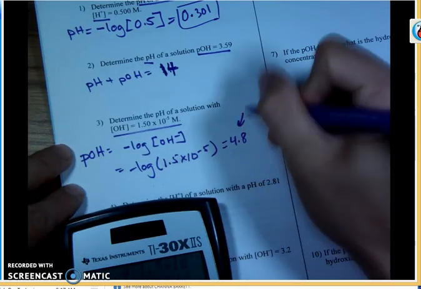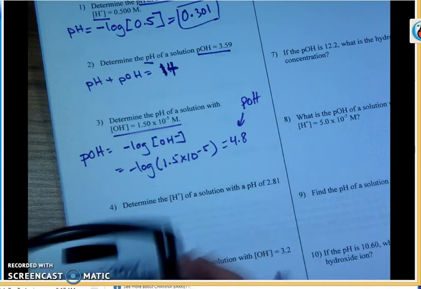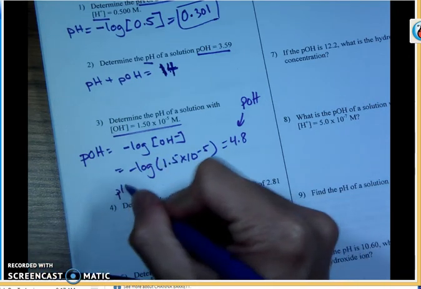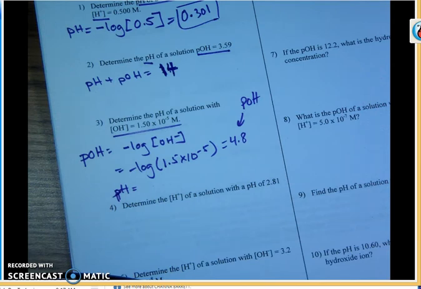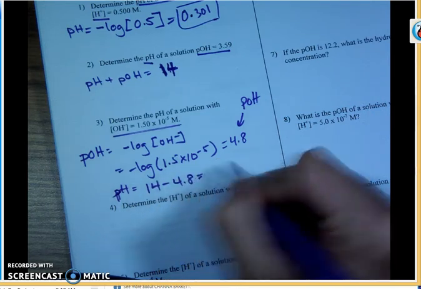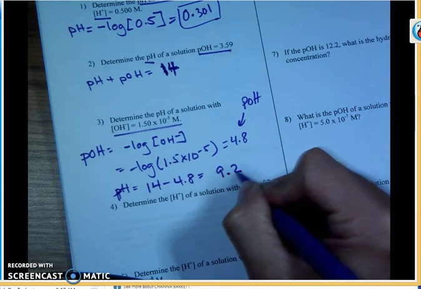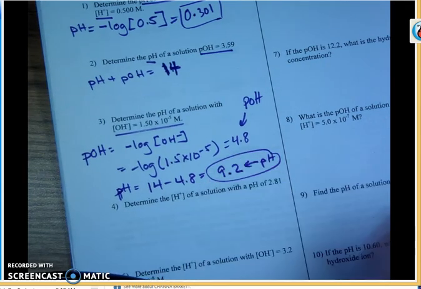Remember, this is the pOH, because we used the concentration of OH. So what's the pH? So basically pH is equal to what? pOH plus pH gives you 14. So pH is basically 14 minus 4.8, which is 9.2. So this is the pH. They need to add up to 14. pH and pOH add up to 14. Pretty easy.